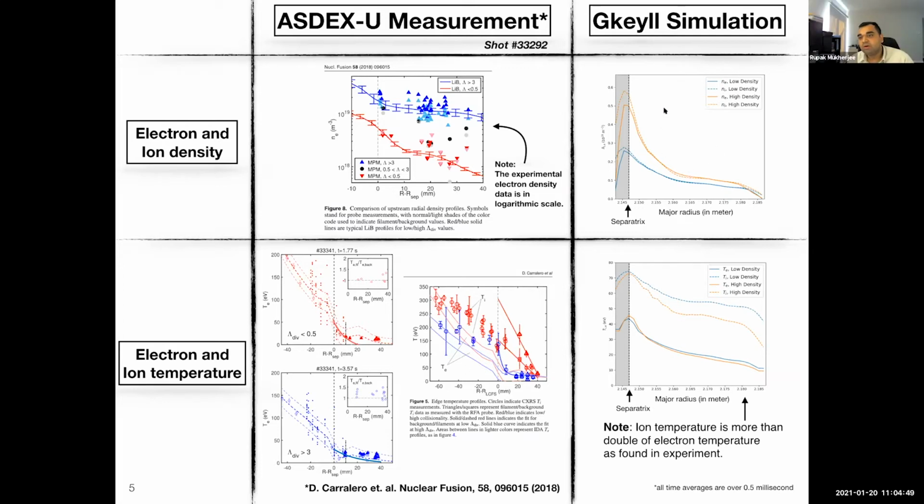Oh, sorry. These are the curves for the high density of the electron and ion. These are also the low density for electron and ion. The same color scheme has been used here also. This curve is for the high density of electron. This one is the low density of electron, this is the high density of the ions, and this is the low density of the ions. This is the temperature.